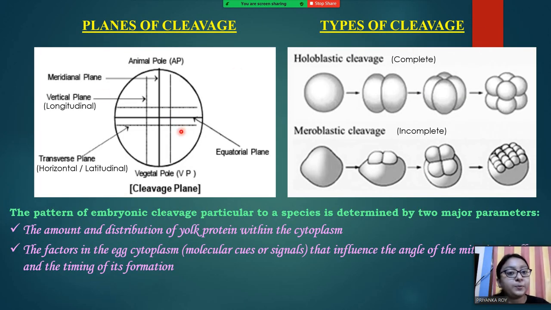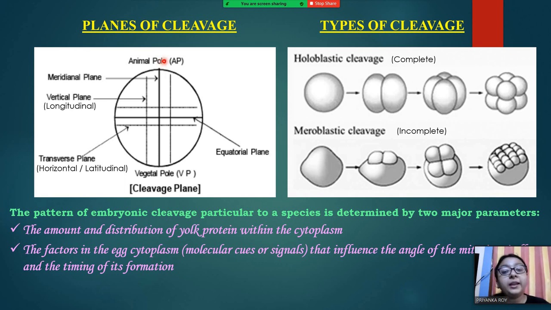Before going into the types of cleavage, at first you have to know what the planes of cleavage are. In case of an egg, this is the animal pole, this is the vegetal pole, and we know that the animal pole contains the nuclear cells and the vegetal pole contains the yolk. If the axis or the plane of cleavage passes through the polar axis, that is the axis from the animal pole to the vegetal pole, this plane is known as the meridional plane. Like in geography, we have heard about meridian and equator and latitude, longitude. In the same way, the planes are described in case of cleavage.